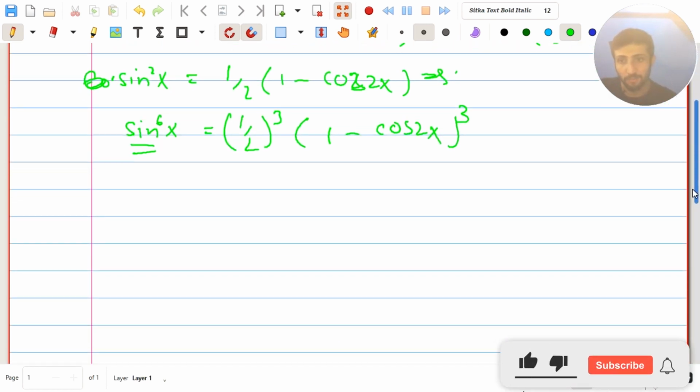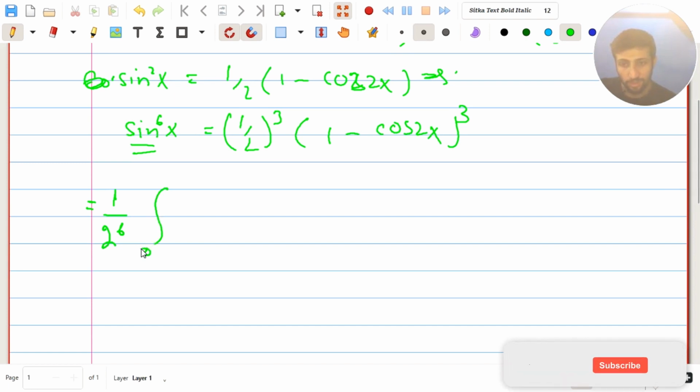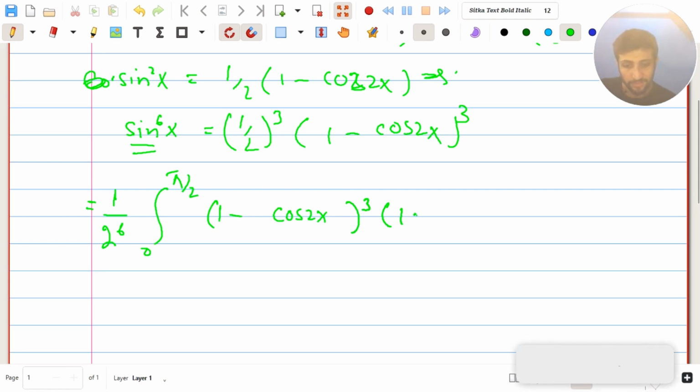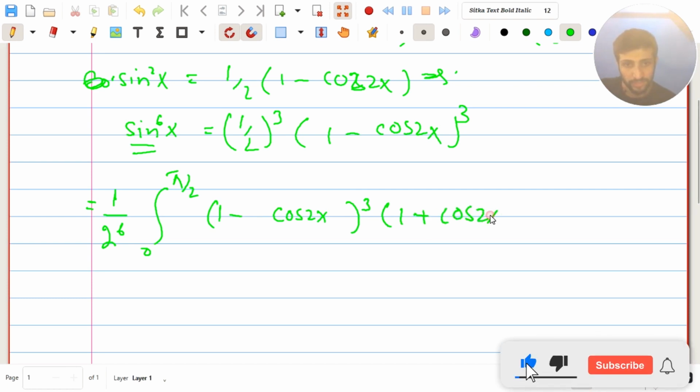Now after plugging in the values, I am getting (1 over 2) to the power 6 times the integral from 0 to pi over 2 of (1 minus cos 2x) cubed times (1 plus cos 2x) squared times sin 2x dx.